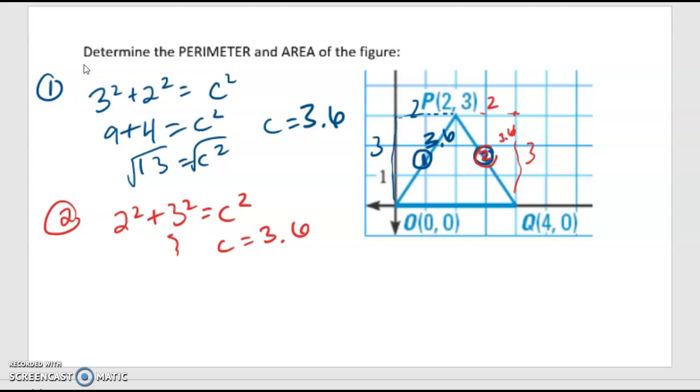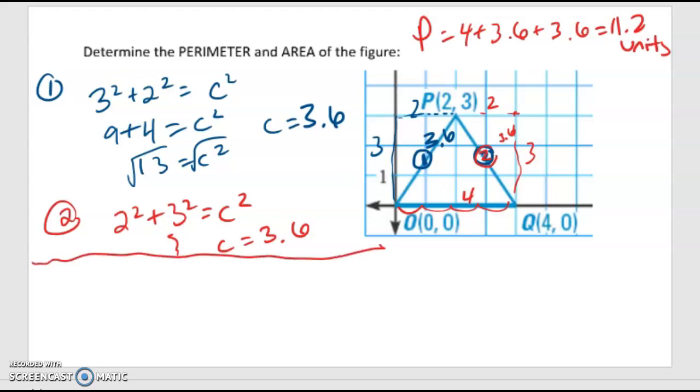Okay, so for the perimeter, all I have to do is add up all my sides. I have 1, 2, 3, 4 is this bottom piece, so it's going to be 4 plus 3.6 plus 3.6. That perimeter is, plugging into my calculator real quick, 11.2. Okay, so 11.2 units.